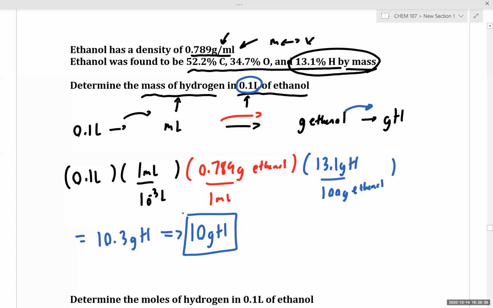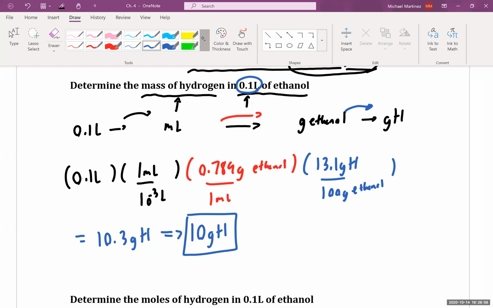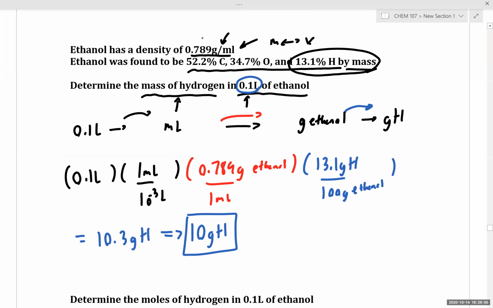Does this example make sense to everyone? Any questions on this example? The one significant figure comes from the 0.1 liter. Yes, exactly right. Any other questions on this example?